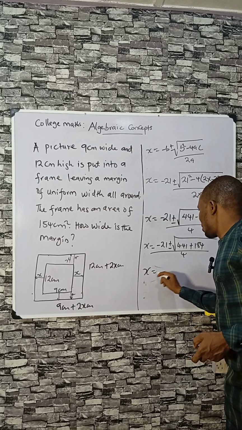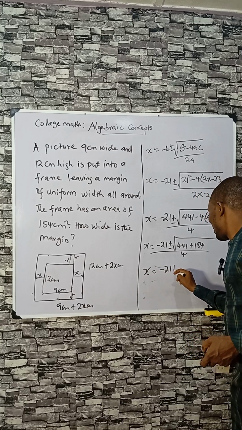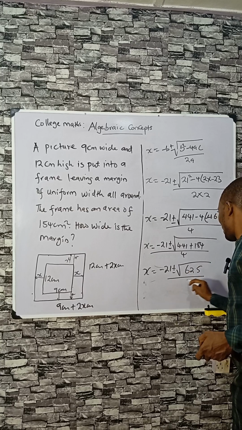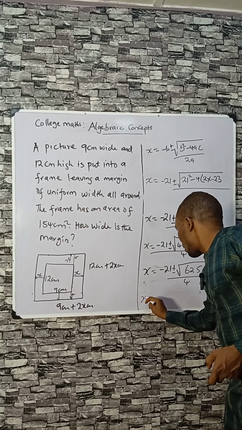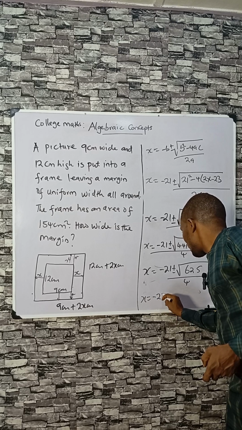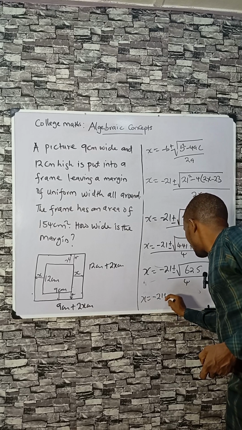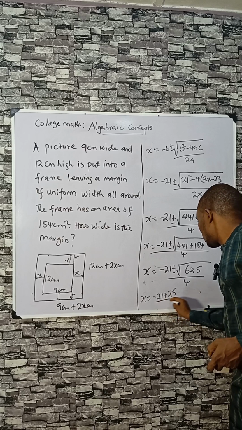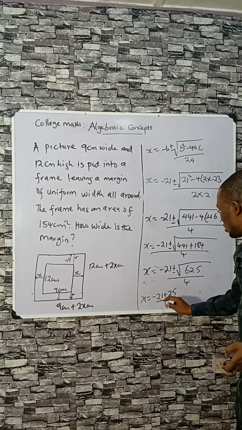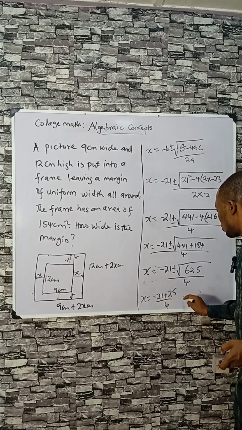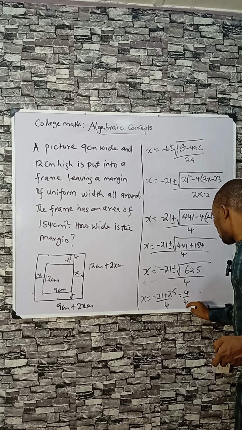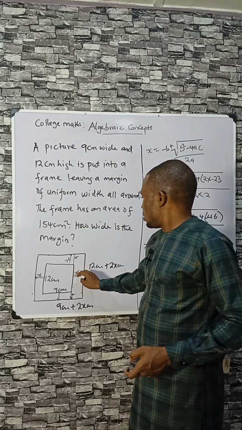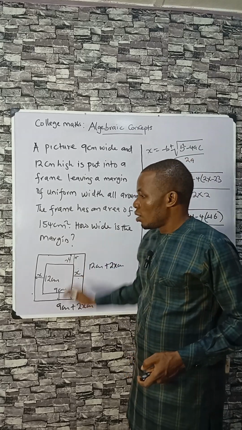This will be equals to minus 21 plus or minus square root of 625, divided by 4. So whether addition or subtraction, the square root of 625 is 25, divided by 4. So by addition, minus 21 plus 25, that is 4. 4 divided by 4 is 1. So 1 centimeter is the width of the margin.